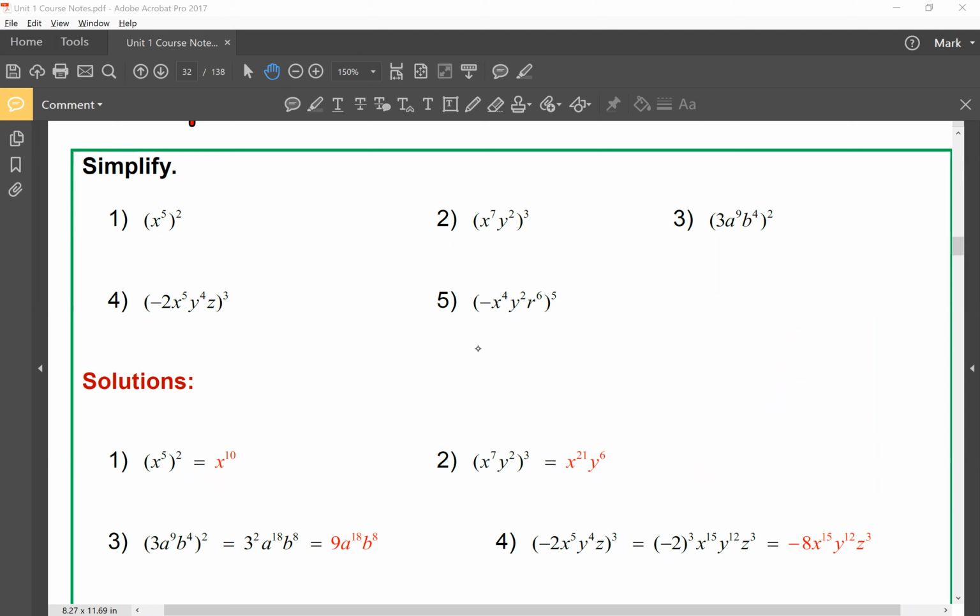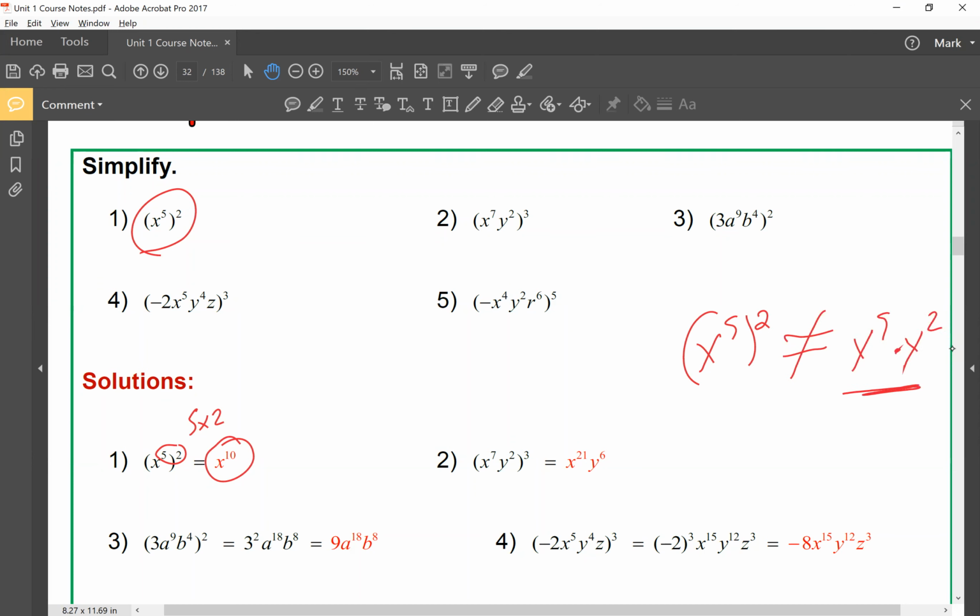Okay, so number 1, easy. x to the 5, in brackets, to the power of 2. Just multiply 5 times 2 and you would get x to the 10. Remember, x to the 5 to the 2 is not the same as x to the 5 times x to the 2. I shouldn't have written that. In math, not the same. Okay, so just be careful.